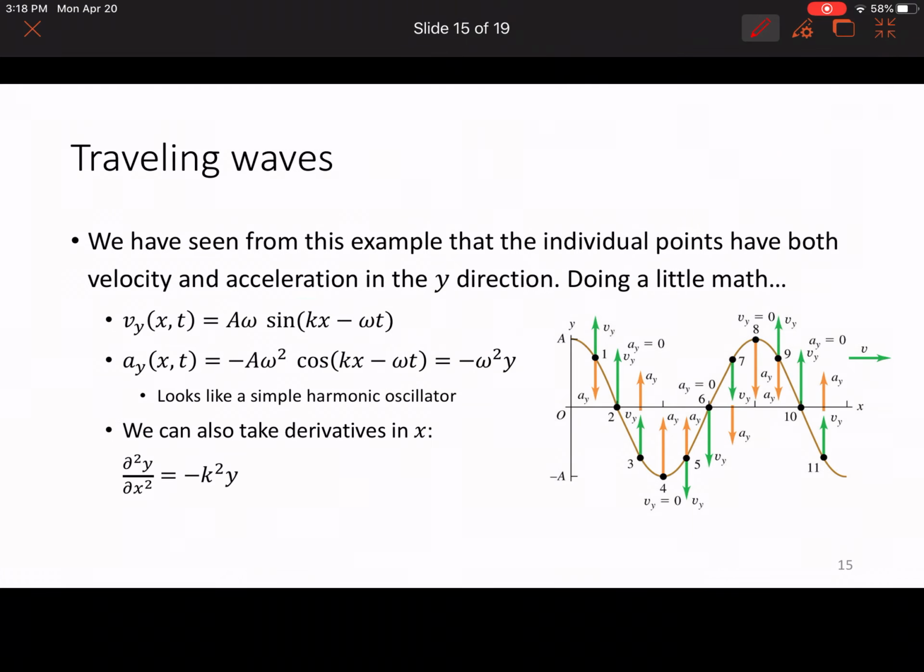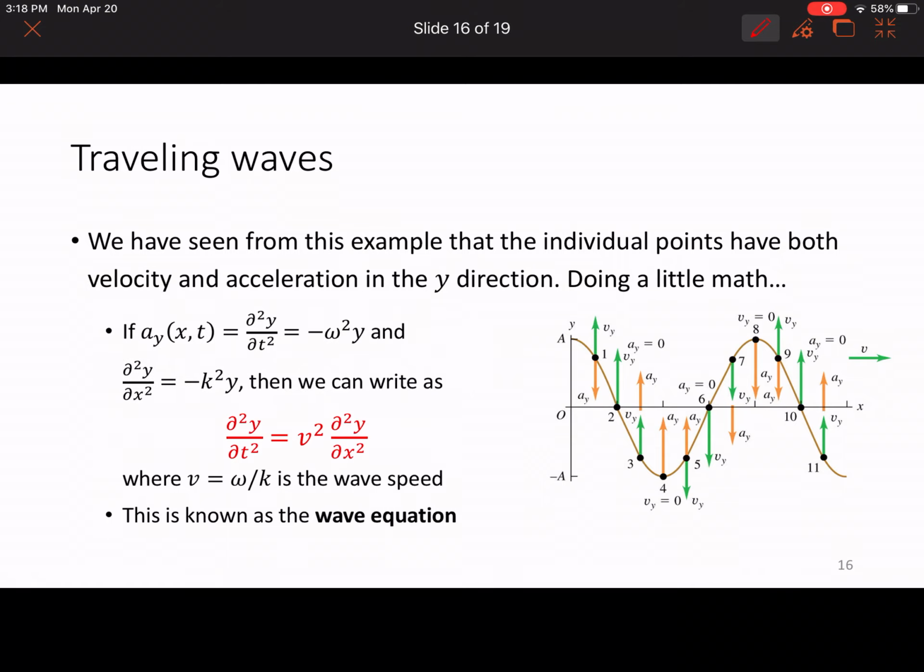So here's that same thing written again. And that's really the defining property of a wave: there's this relationship between spatial derivatives and time derivatives. As a rewrite, if a_y is negative omega squared y, and the second derivative with respect to x is negative k squared times y, I can simply equate these two. I can simply solve for y and then equate them.